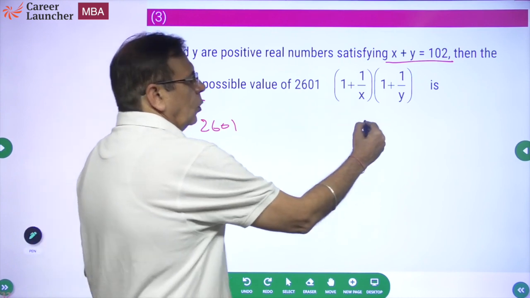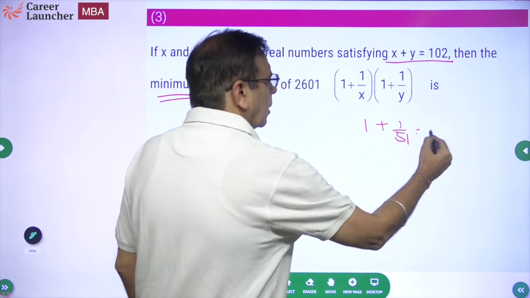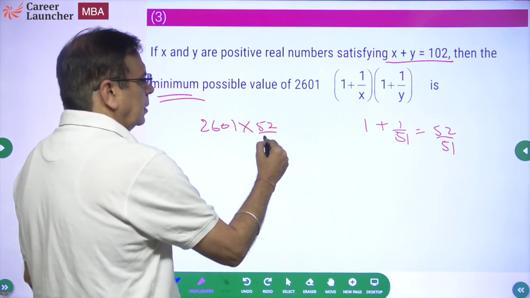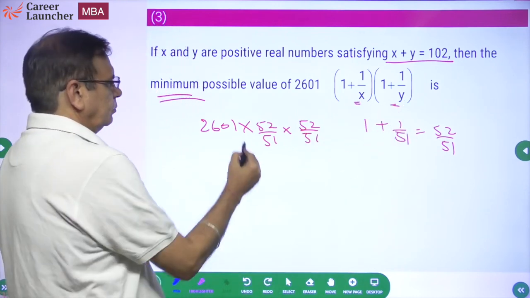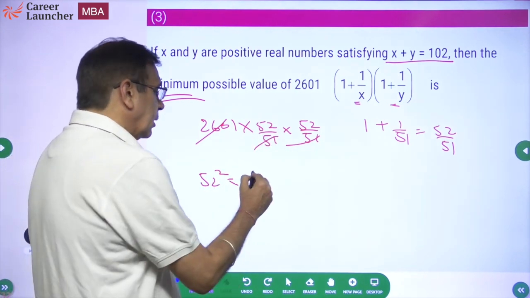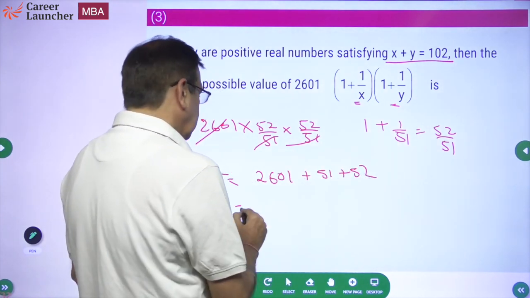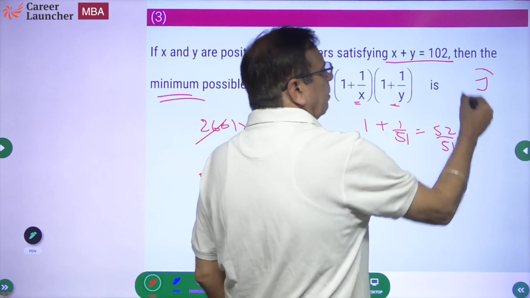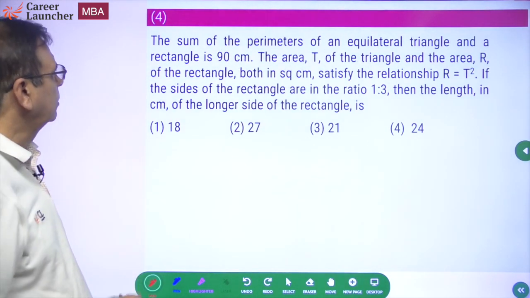2601 into 1 plus 1 by 51. What will this become? 52 by 51 into 52 by 51, because x is 51, y is 51. Okay, 51 square gone. What's your answer? 52 square. And what is 52 square? It will be 51 square plus 51 plus 52, which is 2704. Correct answer. The basic jugaad again has worked, that the maxima or minima will typically be either at the extremes or at the midpoint.